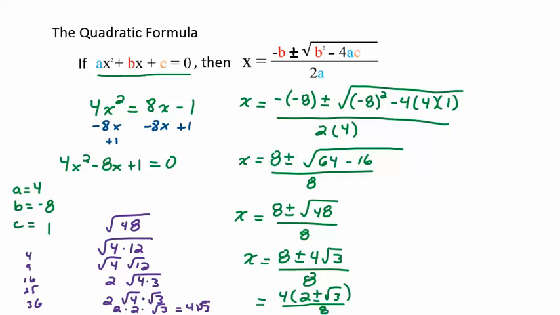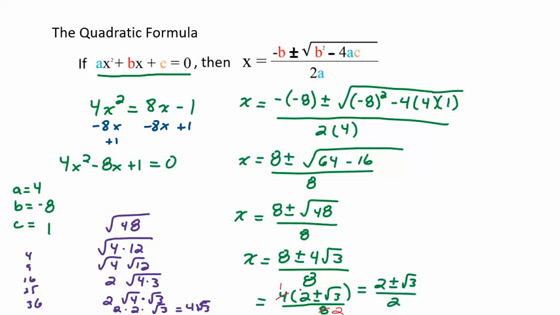And then reduce this 4 with this 8. All right, so 4 goes into 4 once, 4 goes into 8 twice. And that's going to leave you with 2 plus or minus radical 3 over 2.